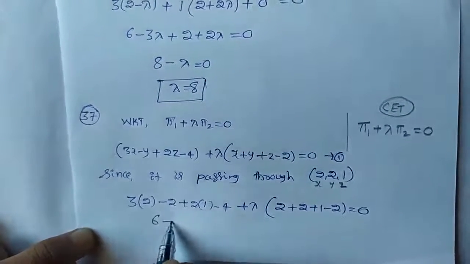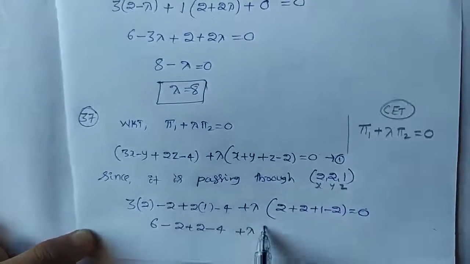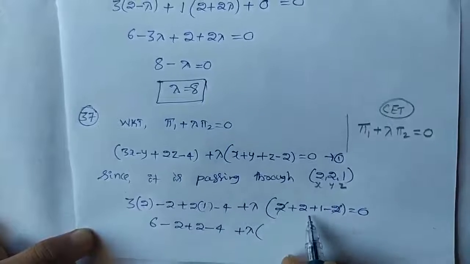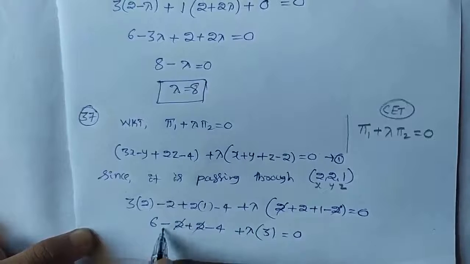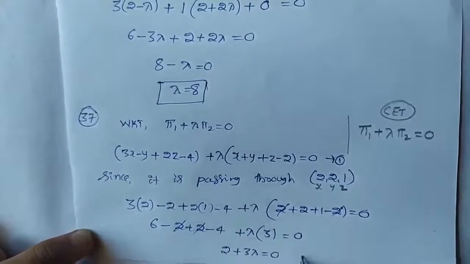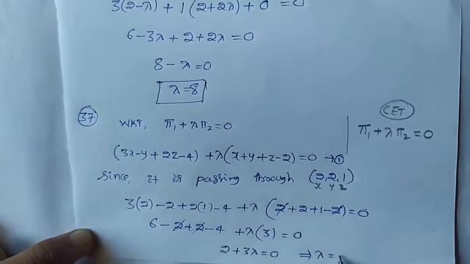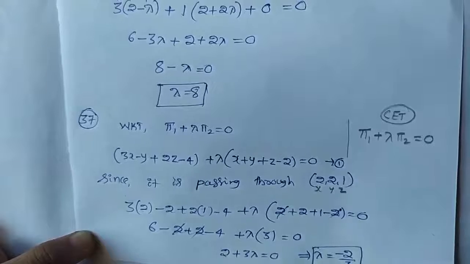3 into 2, 6, minus 2 plus 2 minus 4, plus lambda into plus 2 minus 2 will get cancelled, 2 plus 1 is 3, equals 0. So plus 2 minus 2 will get cancelled. 6 minus 4 is 2. So 2 plus 3 lambda equals 0. Therefore lambda equals minus 2 by 3.